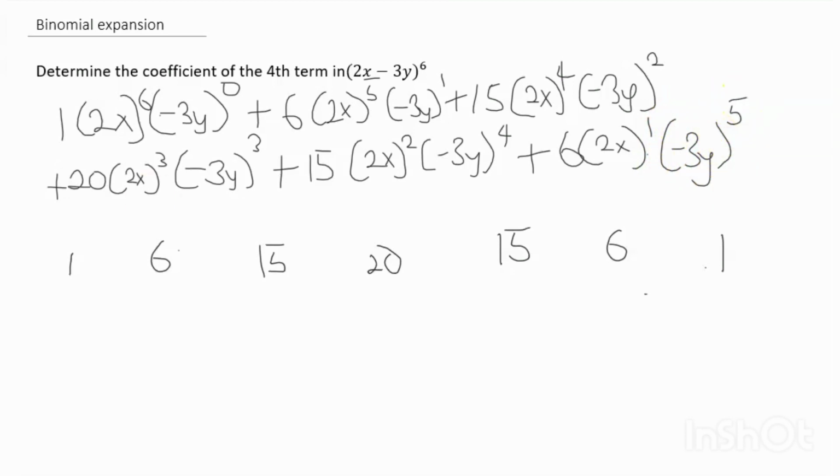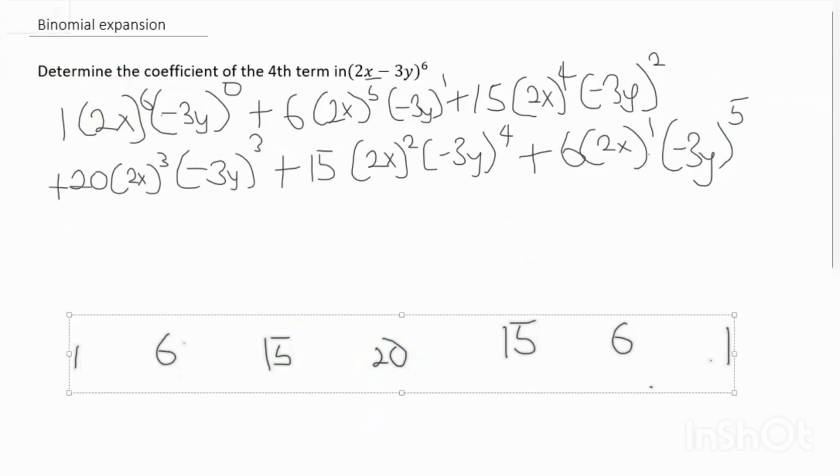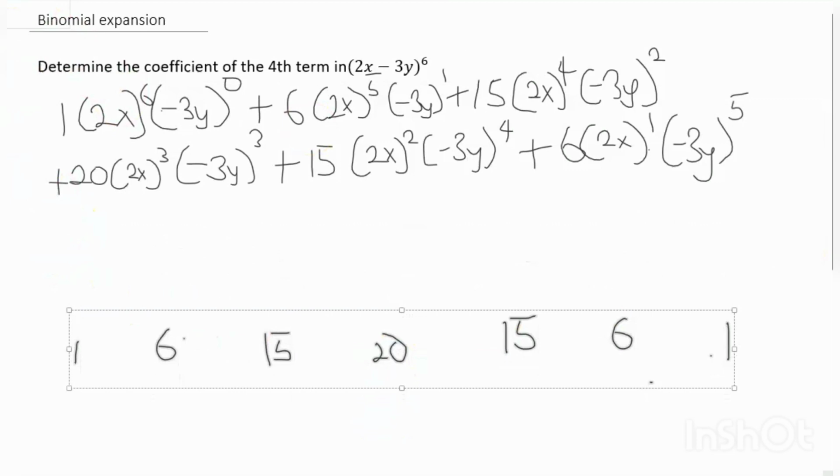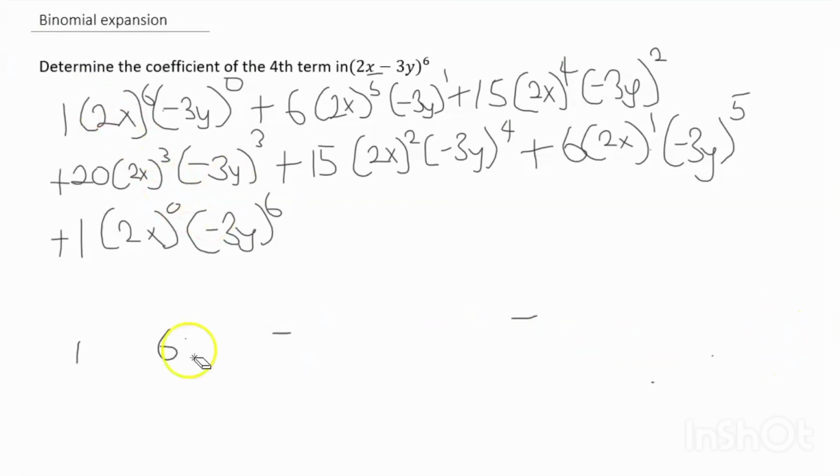Then we have one more. Let's take this a bit downwards so we can have that there. And we have our final coefficient, which is 1. So that will be 2x to the power of 0, then negative 3y to the power of 6. So we're done with this. Now we don't need to solve for every single thing. There is no need to do that. All we need to do is count the fourth term. 1, 2, 3, 4. This is our fourth term over here.